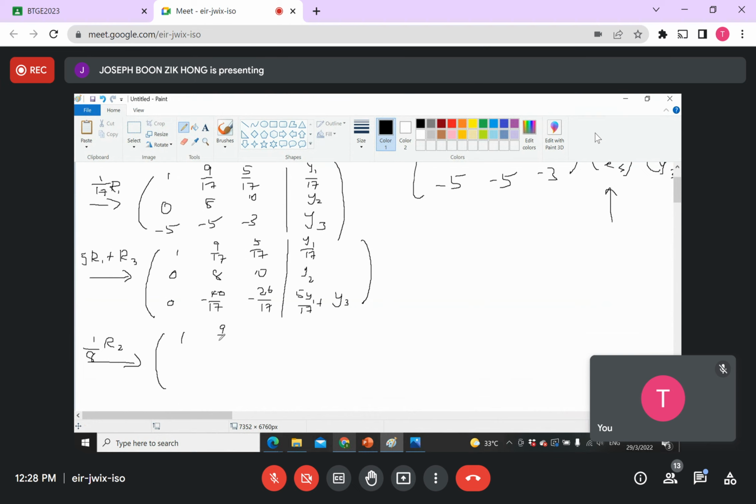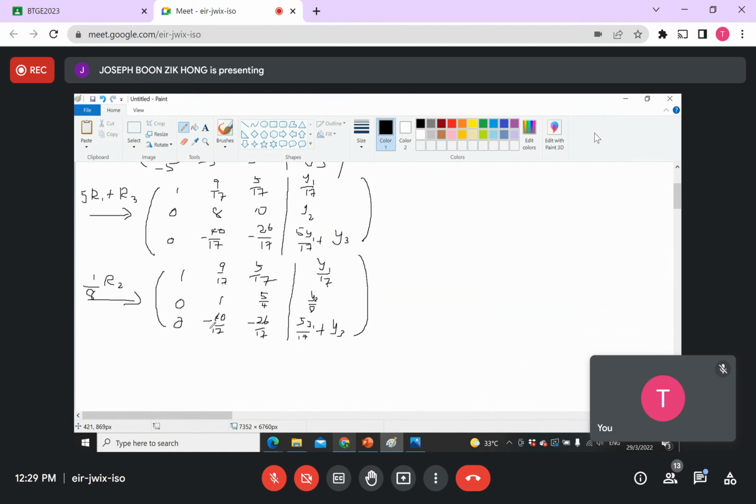1, 9 over 17, 5 over 17, y1 over 17, then 0, 1, because 8 divided by 8. 10 divided by 8, 5 over 4. And then y2 over 8. Okay, and then this one 0, negative 14 over 17, negative 26 over 17, and then 5y1 over 17 plus y3.